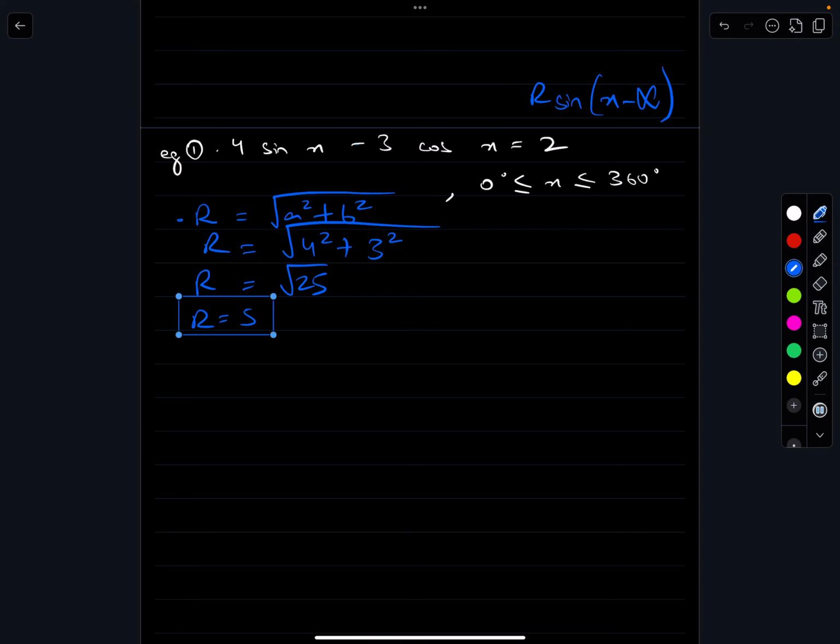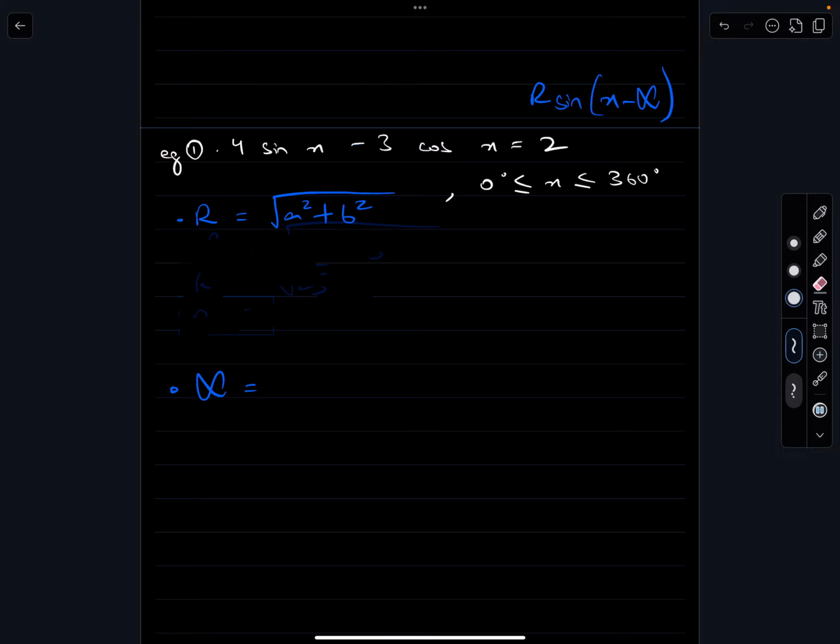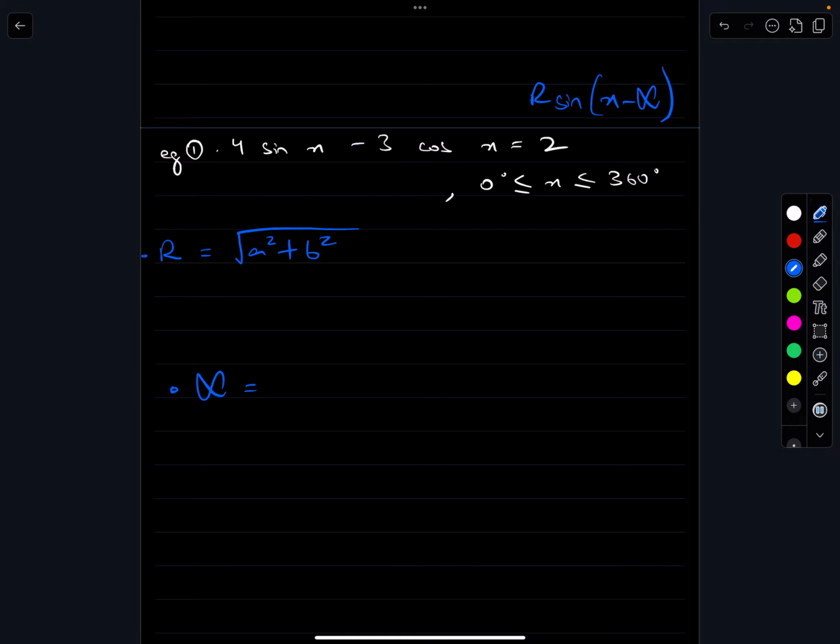And moving on, I need to solve for alpha. Always try to do the working for r and alpha in one line. It makes it easier to understand, in my opinion. Saves up space too.